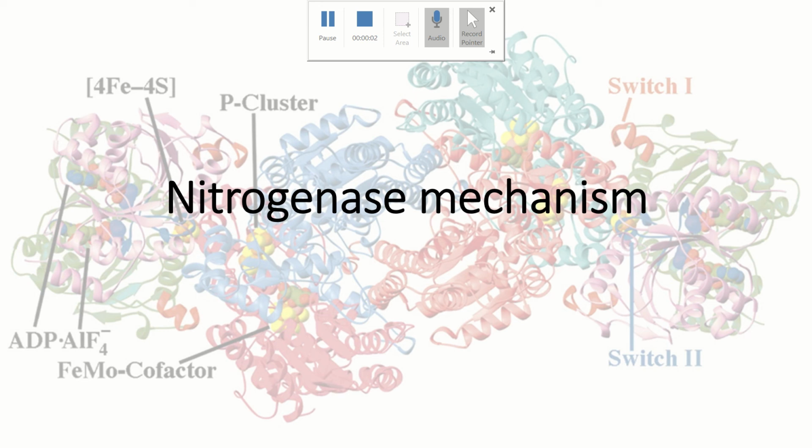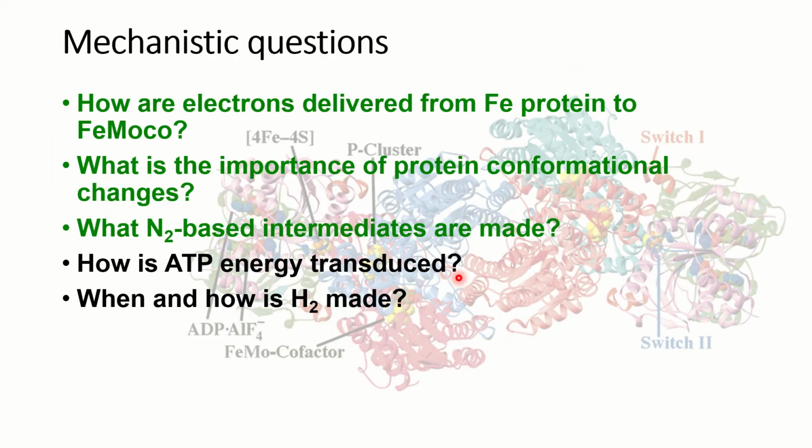Now that we've taken a look at the structure of nitrogenase, including the two components, the iron protein and the MoFe protein, we have a structural basis with which we can discuss the mechanism. To be clear, quite a bit of mechanistic work has been done on nitrogenase, so we'll only be able to cover some of the aspects due to time constraints.